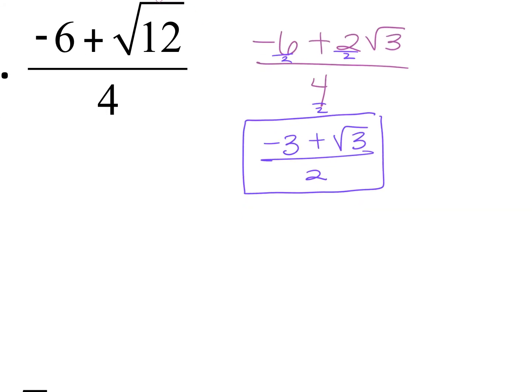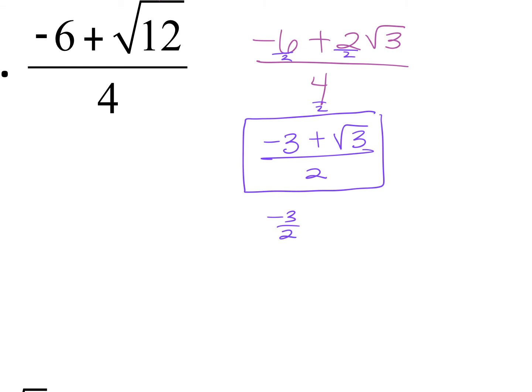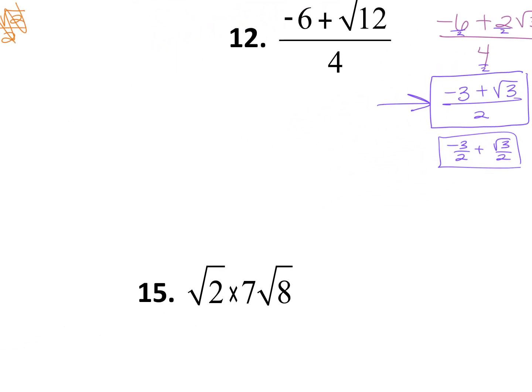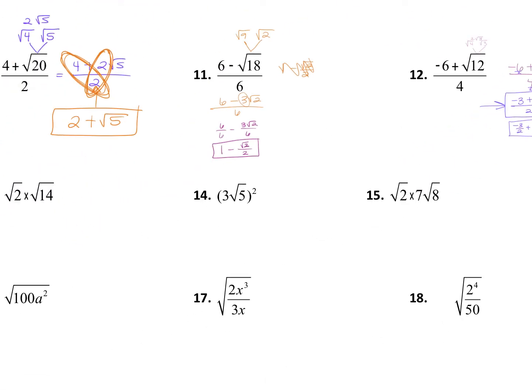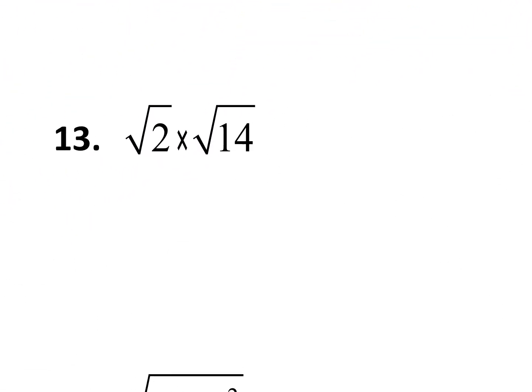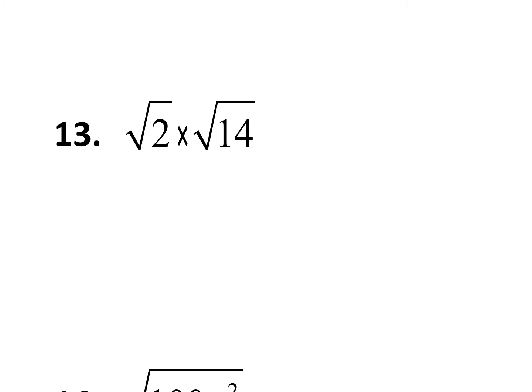Okay. If you told me negative 3 halves plus rad 3 over 2, that's really the same thing. I think this one's simpler, but I wouldn't mark you wrong if you turned it into that. That's fine too. Okay. Home stretch. I feel like these ones get a little bit simpler again. The square root of 2 times the square root of 14. What do you think you do with that?